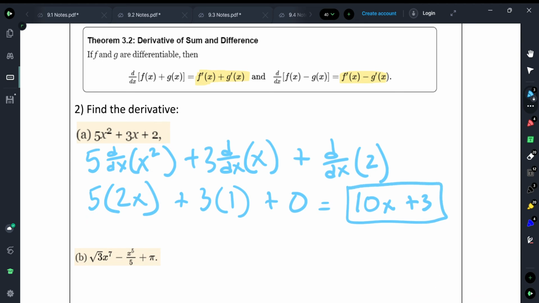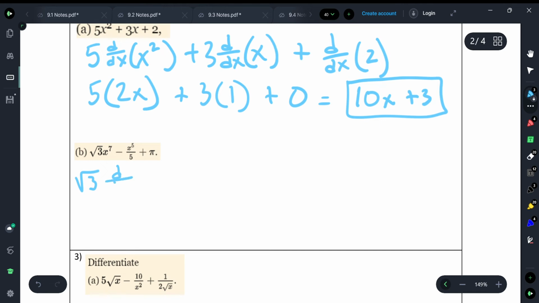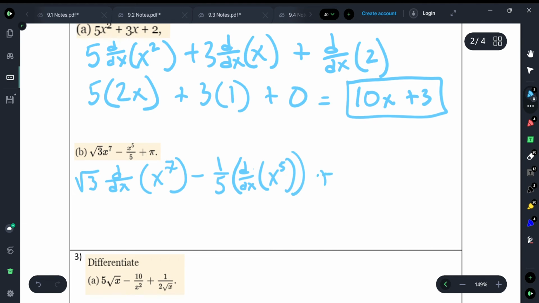That's my derivative. Cool. All right. Now let's take our time. So the same thing here. I got the square root of 3 times the derivative of x to the 7th power. Maybe make that look a little bit better. All right. We got x to the 7th power minus, this is over 5, which is just 1/5, the derivative of x to the 5th power. All right. Plus the derivative of pi.